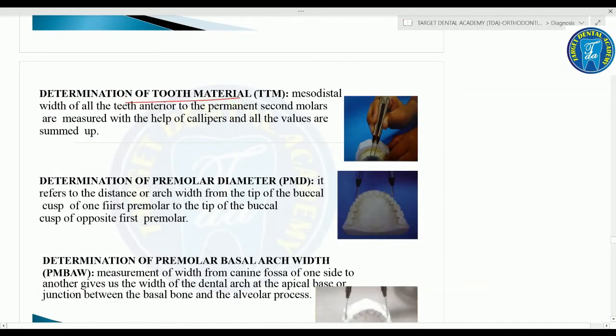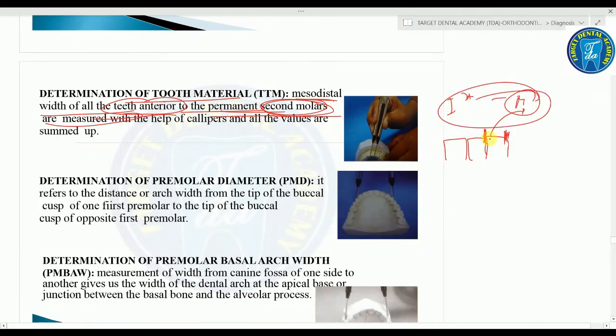See, in this determination of the tooth material, it means you have to measure the mesiodistal dimension of each and every tooth, ranging from the permanent second molar. Fine. So in this, the mesiodistal width of all the teeth anterior to the permanent second molar, from the first molar to the first molar, you have to measure. Fine. Next is the determination of the premolar diameter.